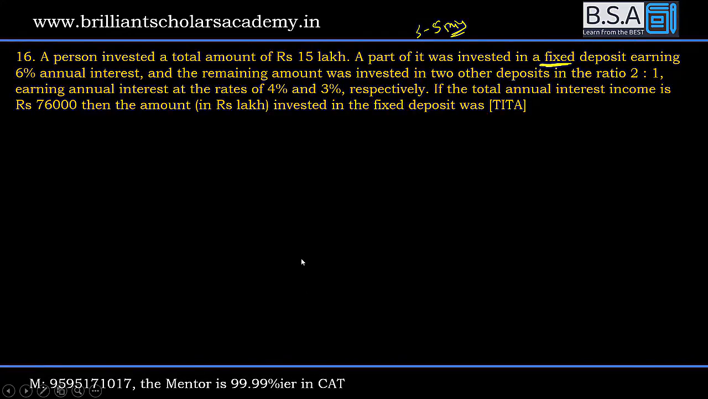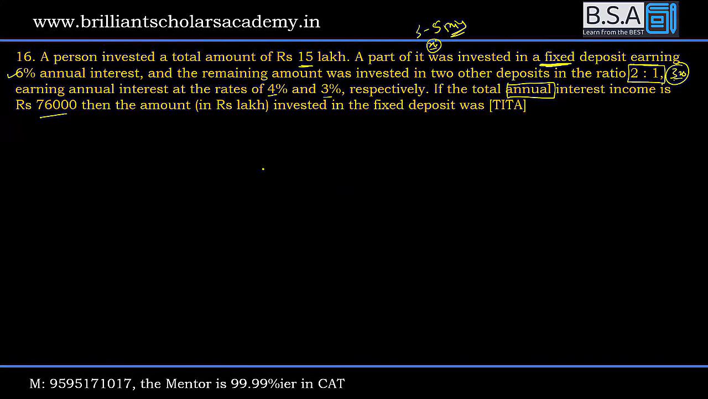So how should you start solving this question? See, a portion of the money, X rupees, is going on 6%. The remaining is divided in the ratio of 2:1, and the interest rates are 4%, 3% respectively. And total interest is 76,000 annual, at the end of the year. So here I am suggesting don't assume X here, there will be an issue. Assume the investment as 3x here.